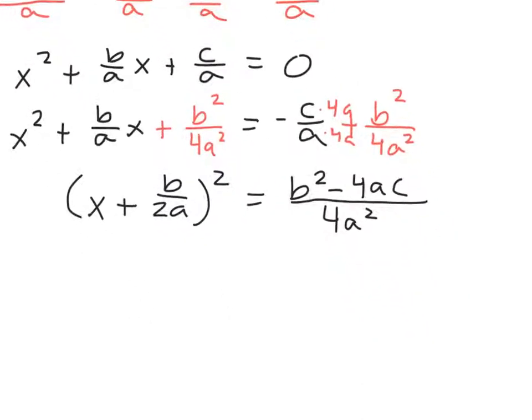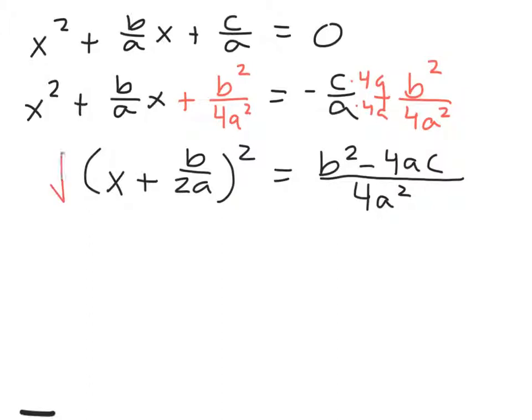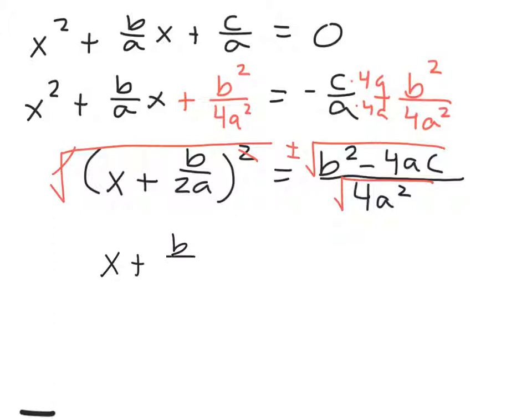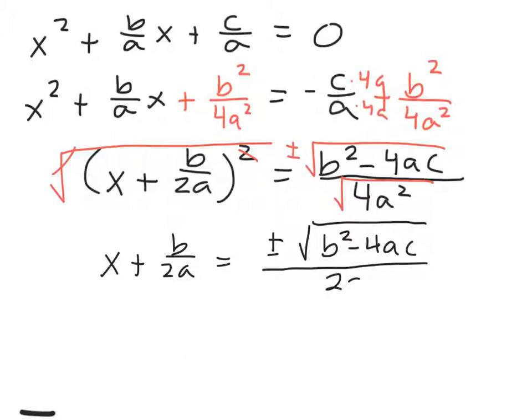Next step is to take the square root of both sides. So when I do that over here, the radical will kill the square. And just to simplify it, I'm going to take the square root of the top and the bottom. I'm just going to split it just to show you that it does happen, because it turns out the denominator here is a perfect square. So x plus b over 2a equals plus or minus radical b squared minus 4ac. The radical goes all the way to the c. And everything so far is going to be over 2a.